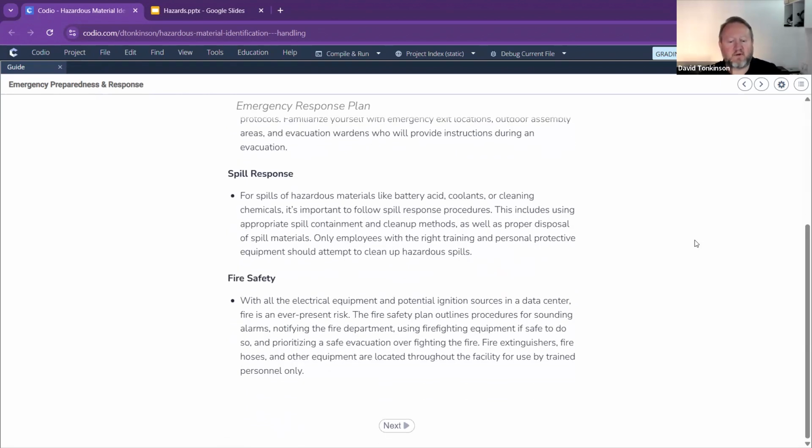Spill response. Okay, spills for hazardous materials like batteries, coolants, and cleaning chemicals, it's important to follow the spill response procedure. There is a procedure, it's documented. We've already said that before, haven't we? And again, only employees with the right training should be doing this.